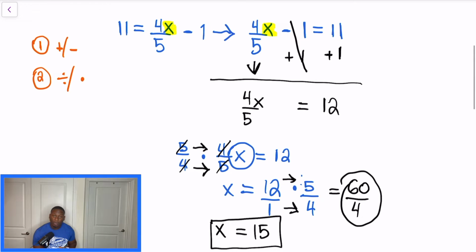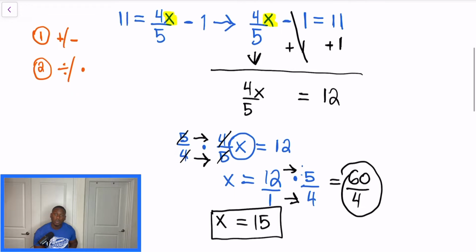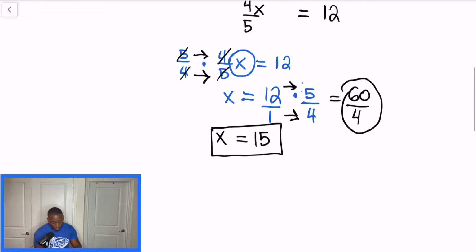Another method that I really like to use, and I think is actually easier, is to get rid of the fraction. So we're going to switch the color so this sticks out. When we're at this step, we have 4 over 5x is equal to 12. What I like to do is get rid of the fraction altogether. When we want to get rid of the fraction, we always multiply by its denominator, that bottom number.